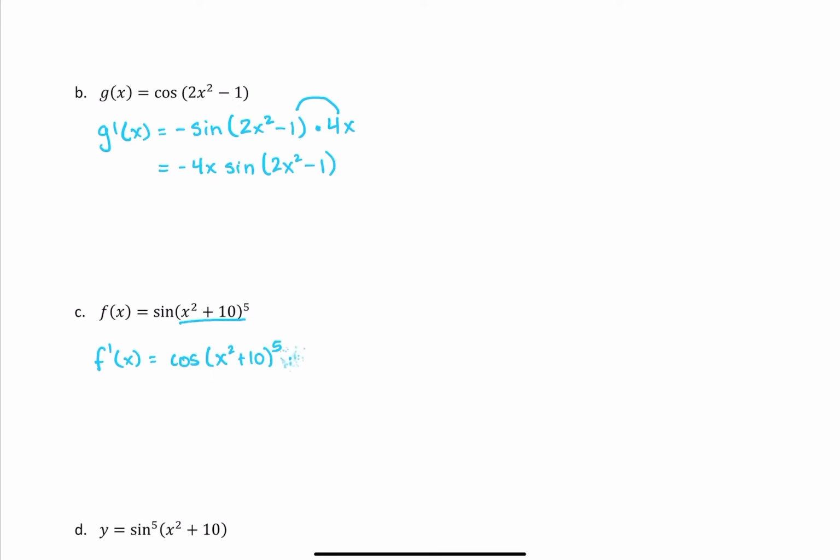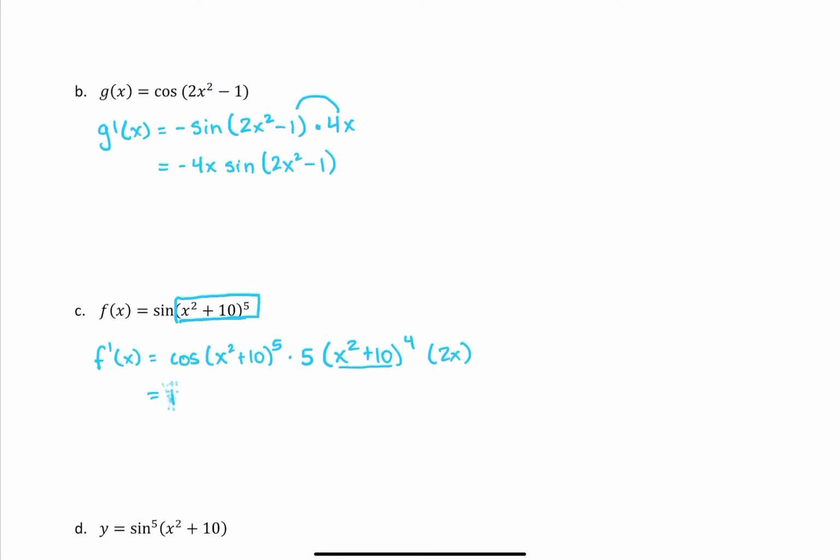But then we need to multiply by the derivative of our angle, which is x squared plus 10 to the 5th. So that's going to be 5 times x squared plus 10 to the 4th. And then we have to multiply by the derivative of x squared plus 10, which is 2x. So we use the chain rule twice here. So in a simplification step, we would get 5 times 2x is 10x.